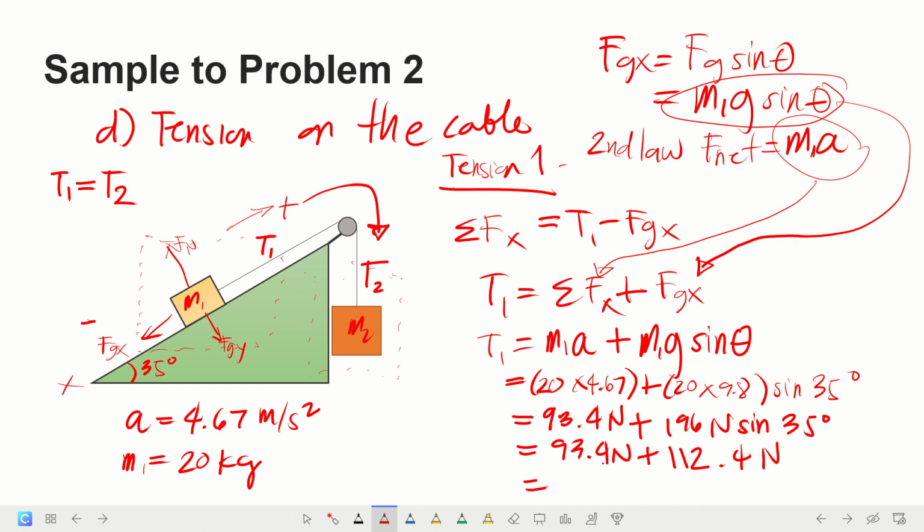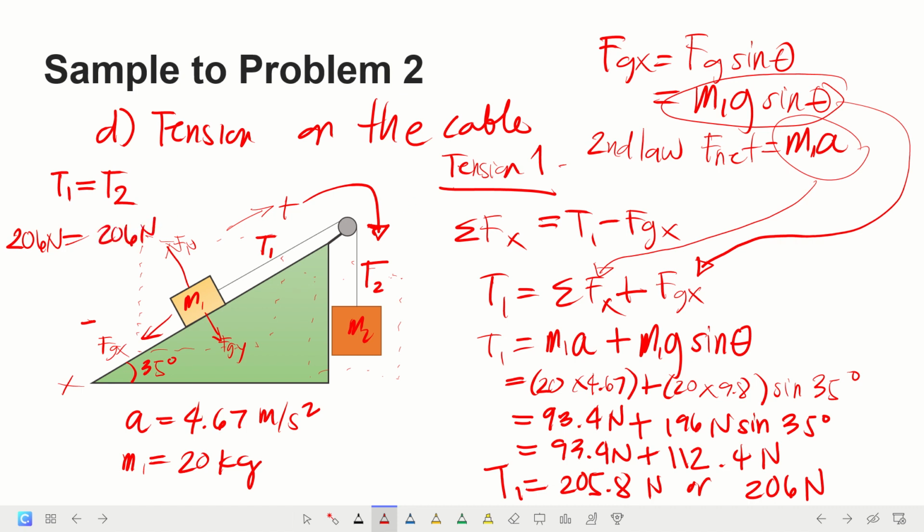Okay, so 93.4 Newton plus 112.4 is equal to 205.8 Newton, or approximately 206 Newton. So the tension force that is acting on this string is equal to 206 Newton. So since sabi natin tension 1 is equal to tension 2, we can say that tension 1 is 206 Newton and then tension 2 is also 206 Newton.